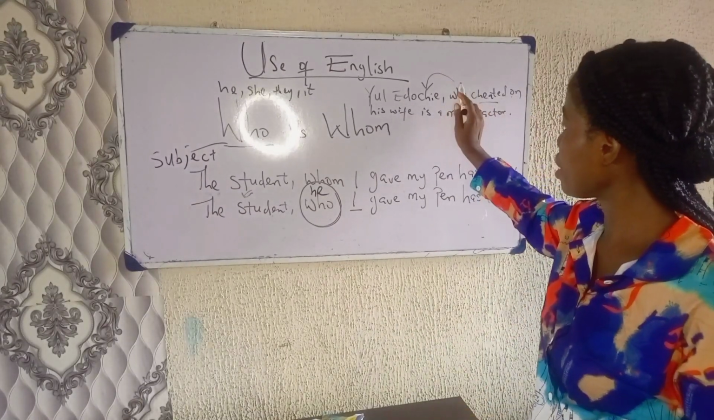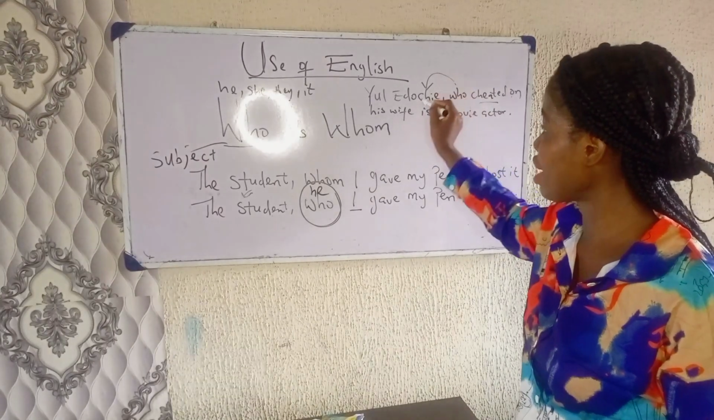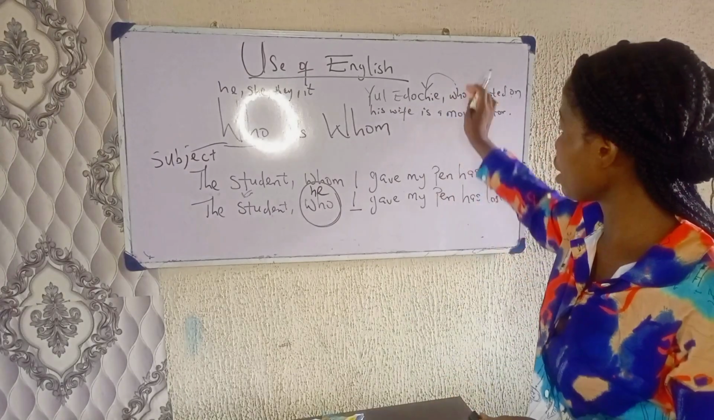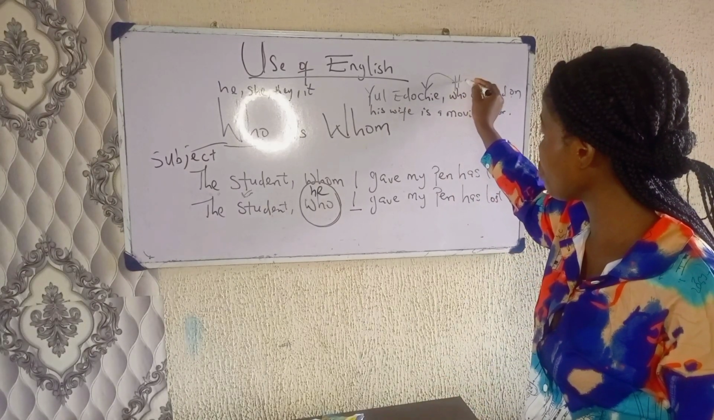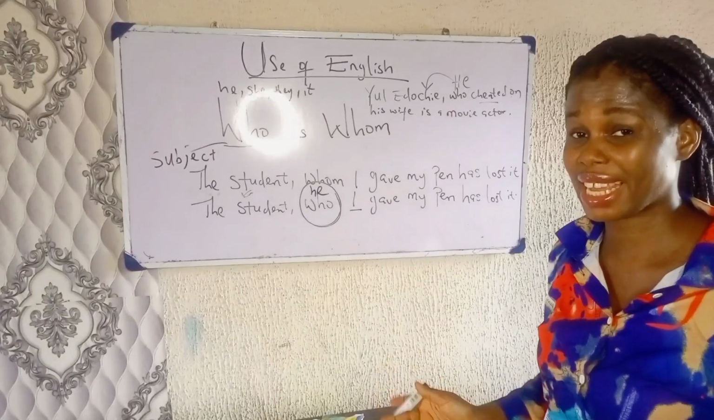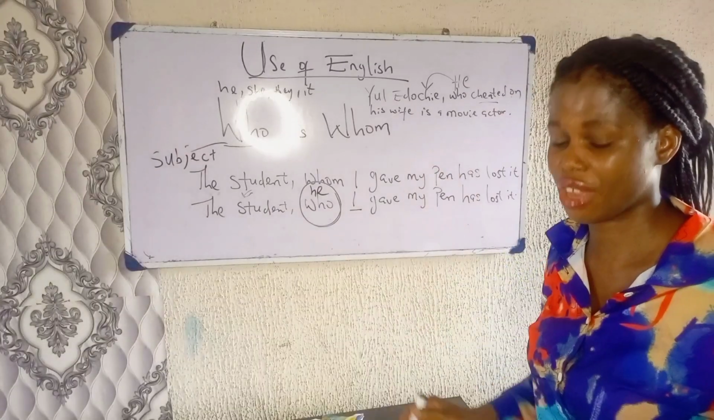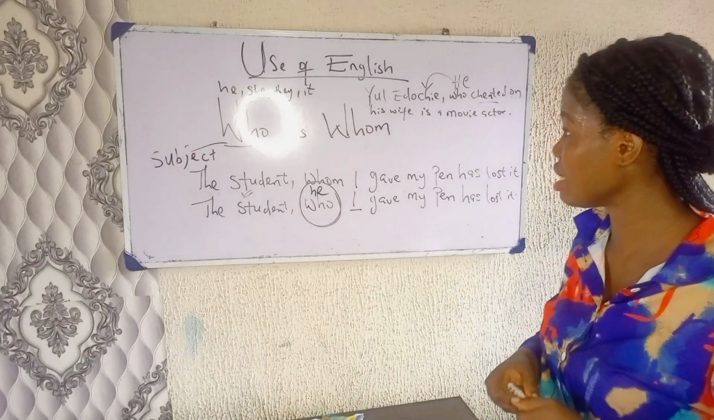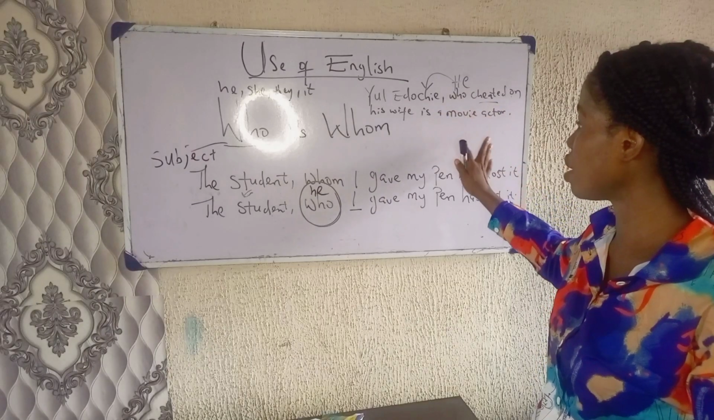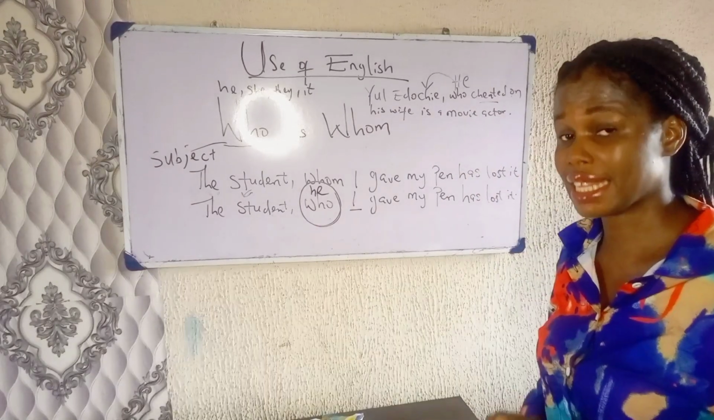So who here is correctly used because it refers to the subject of the sentence. You can also replace it with he. If you replace who with he here, the sentence will still make sense and still be correct. He cheated on his wife is a correct English expression. Yul Edochie, who cheated on his wife, is a movie actor. So who is correctly used in this sentence.